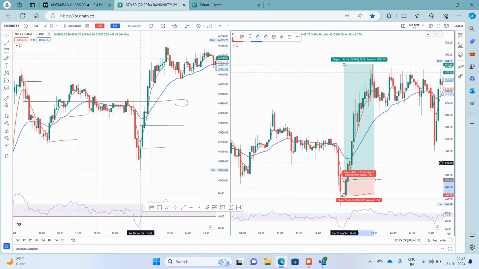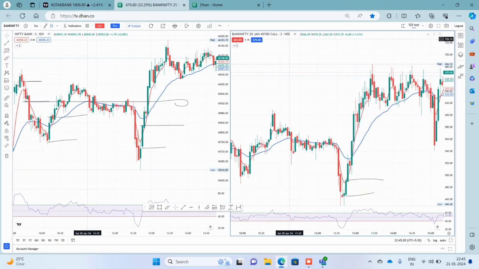Okay, first at 1:1 you are going to book 50 to 60%. The rest of the quantity you are going to trail as per your risk reward. Now you have seen the power of this strategy. Sometimes minimum 1:1 you will get, sometimes you will get 1:2, 1:5, 1:10, 1:20 trades as well. But 1:1, 90 to 100% of the times you are going to get in this strategy.